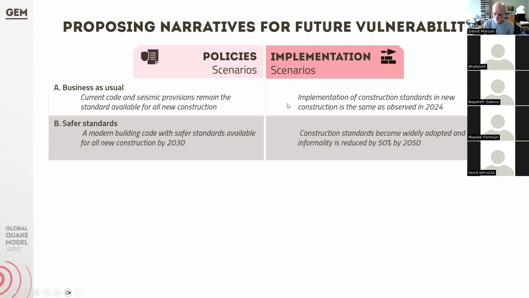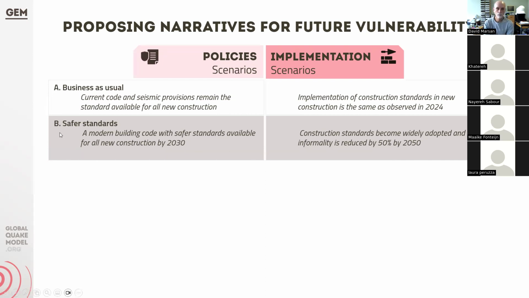Rather than coming up with models to predict the future, I think that we can take a look at what climate scientists do, and instead come up with proposed narratives of what we can do in the future. Just as an example, I'm proposing two possible narratives for the future. What if we assume in narrative one that we're going to proceed building as usual? Business as usual means we're using the current codes, the current seismic provisions. We have the same level of informality in construction. So if, for example, in Indonesia only 30% of the people are following the code, then we keep with that trend. Whereas we can have a different future, future B, that I call safer standards.